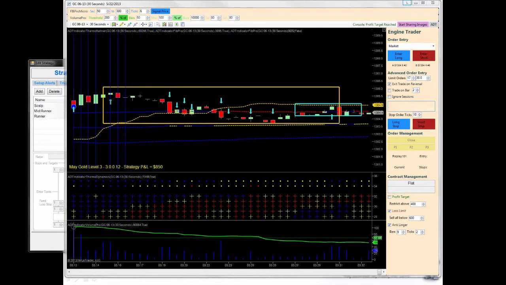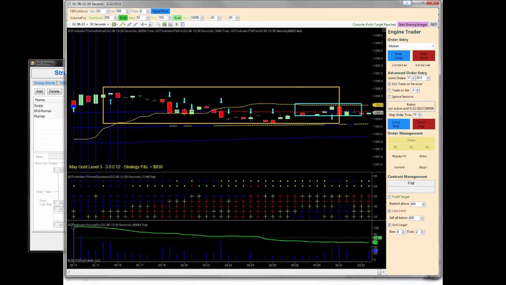An interesting thing happened here. I want to show you. See over here to the left, the thick light green line is the threshold line. The dark green thin line is the minimum line. The threshold line has fallen below the minimum.